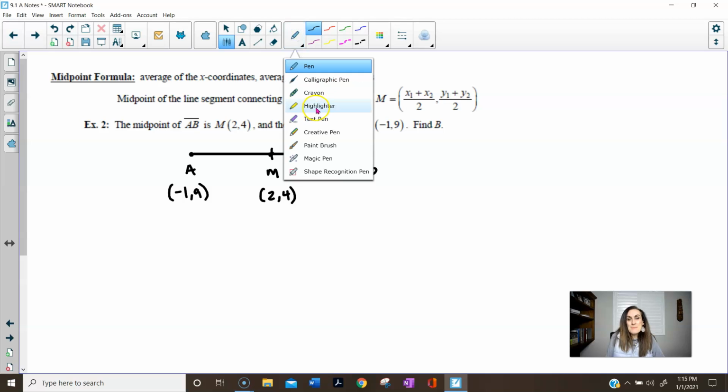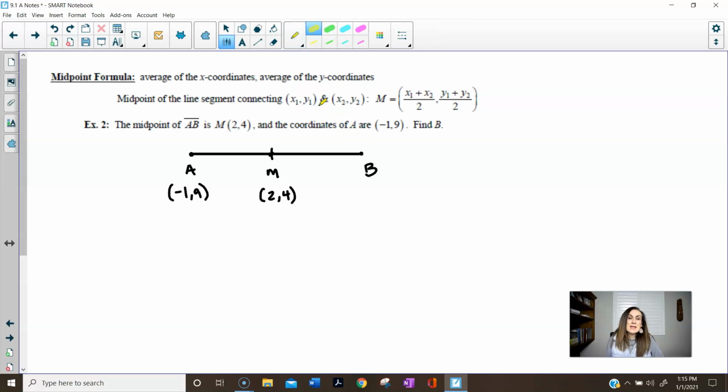So now we're going to look at the midpoint formula. The midpoint is the average of the x coordinates and the average of the y coordinates. So you can see here, you would add the x coordinates together and divide by 2, and then add the y coordinates together and divide by 2. So looking at this, we're supposed to find what are the coordinates of B if the midpoint is (2, 4), and the other point on that segment is (-1, 9).